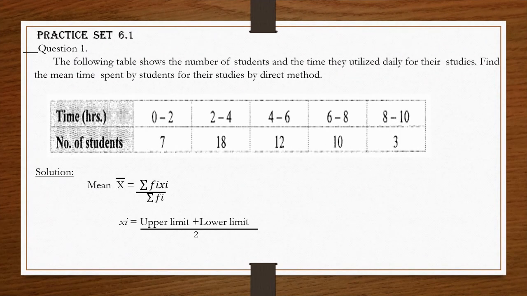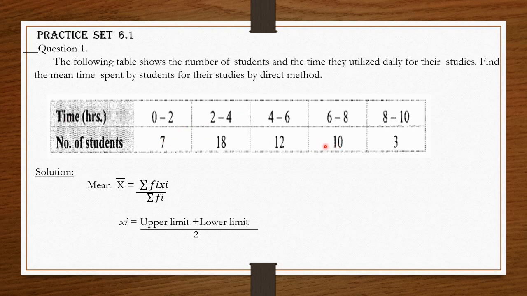Practice set 6.1 question 1. The following table shows the number of students and the time they utilize daily for their studies. Find the mean time spent by the students for their studies by direct method. In this question, the class and frequency are given.